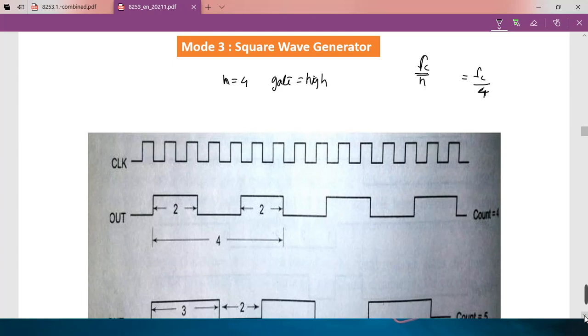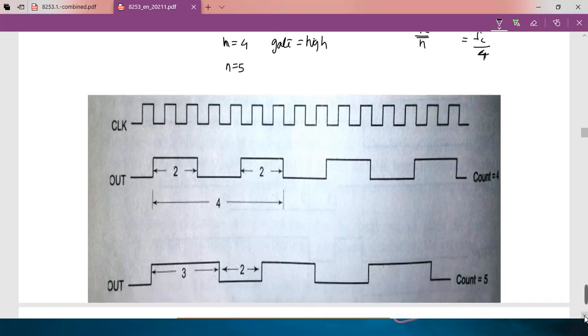Now there is a case, for example, if I give an odd count, that is 5, then what will happen? See here. It will be high for n plus 1 by 2 time, and low for n minus 1 by 2 time. For example, with n equal to 5, it will be high for an odd number of clock periods, that is 3 clock periods. If I give 5, it will be high for 3 clock periods.